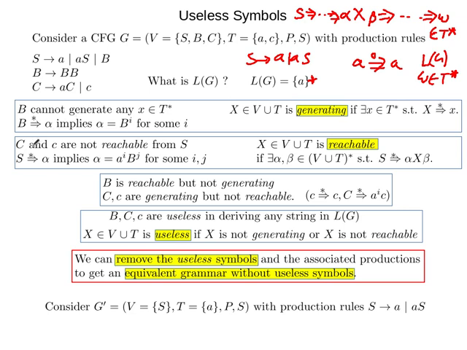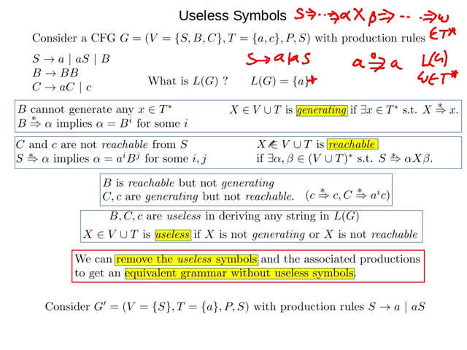Now similarly, here you see that this small c is generating, because as I said, all the terminals are generating. Also, this capital C is generating, because from here I can just generate small c, which is a terminal, right? So C is generating, but C is not reachable. Not reachable means you cannot get a C here starting from S here.